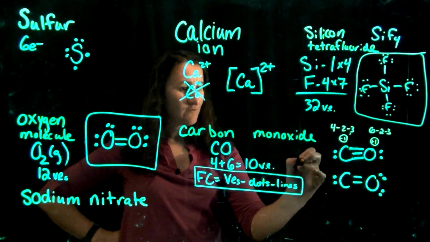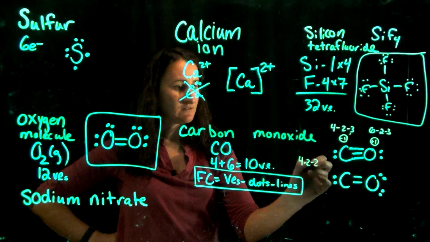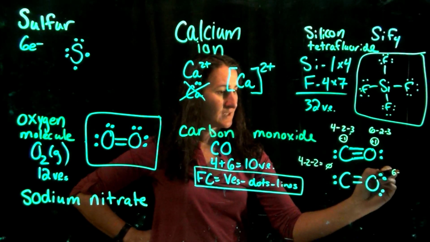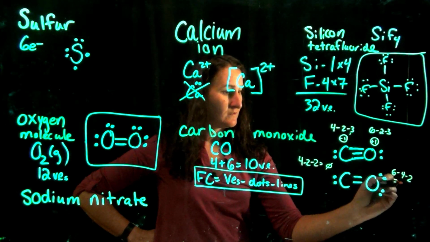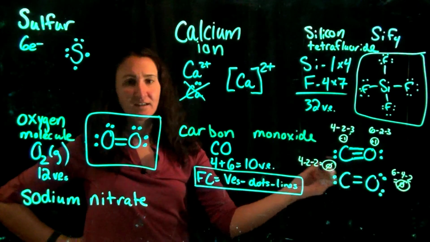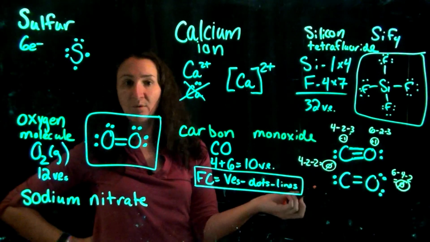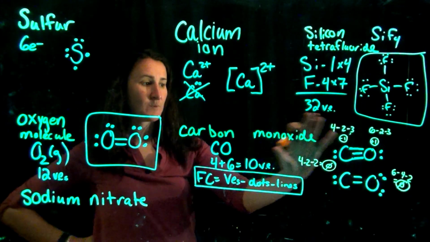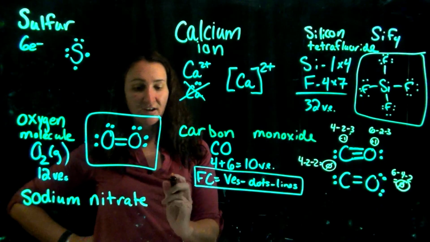Is it solved in this case? Let's see. Formal charge for carbon is 4 minus dots is 2 minus lines is 2. 0. What about oxygen? 6 minus dots is 4 minus lines is 2. 0. So see how in this model, the electron density is actually more equally shared between the two atoms. And so that would be the more stable Lewis structure. And so I just wanted to remind you about formal charge analysis as we looked at carbon monoxide as an example. Okay, next, let's go down here to sodium nitrate.